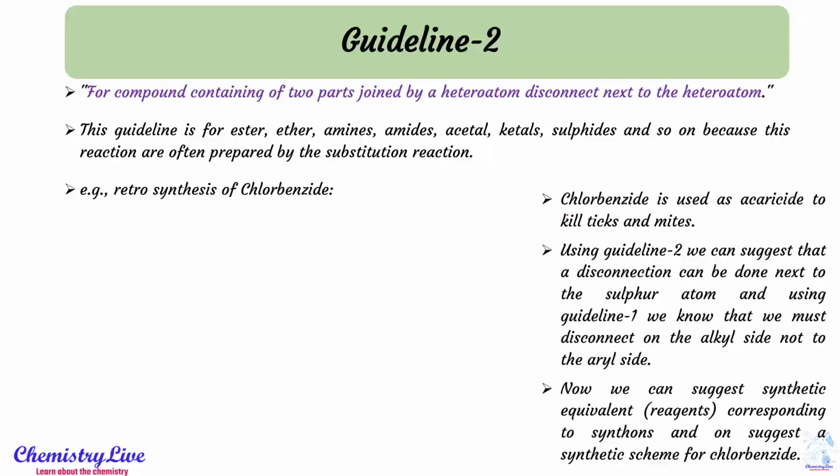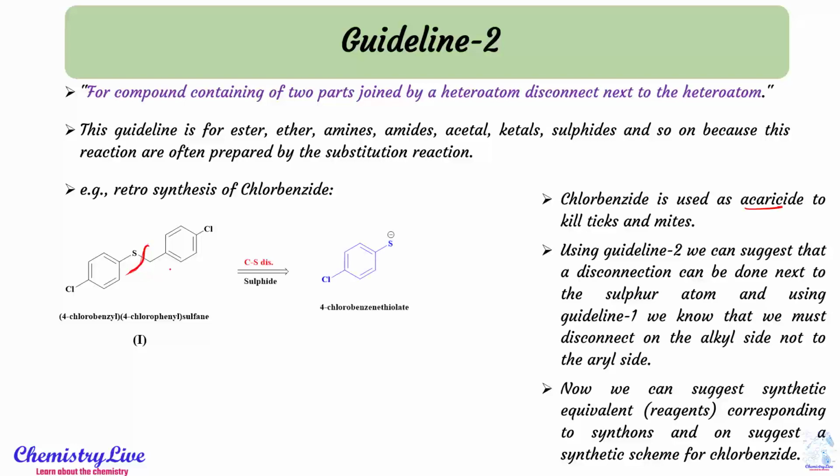Chlorobenside is used as an acaricide, to kill ticks and mites. So here is step 1, our target molecule. In the target molecule, we can disconnect next to the heteroatom. If we disconnect there, we get a sulfide anion, or thiolate anion, and a methylenium or methyl cation. We can suggest that a disconnection can be done next to the sulfur atom, using guideline 1.